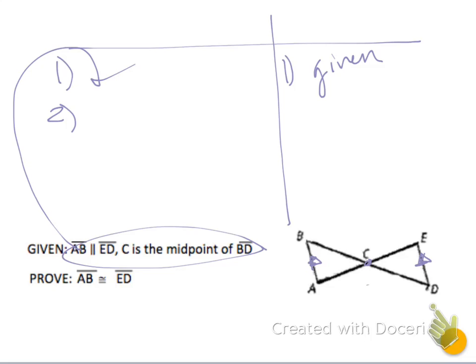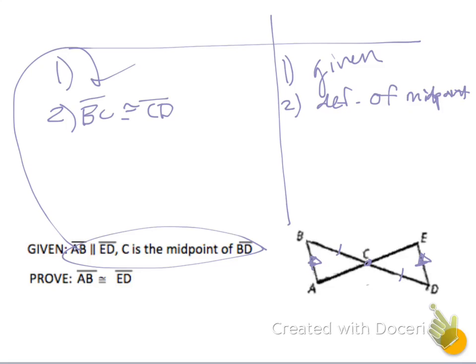of BD. Okay, if I have a midpoint, that means things are going to be congruent. So I started off with my given. So if C is the midpoint of BD, that means BC is congruent to CD by definition of a midpoint. Okay, so now I have those being congruent.